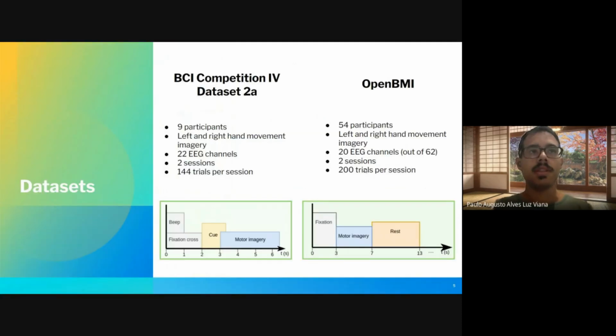We use two datasets, the BCI Competition IV dataset 2A and the OpenBMI dataset. Each one contains two sessions of data collection. We used two-class motor imagery for our experiments.